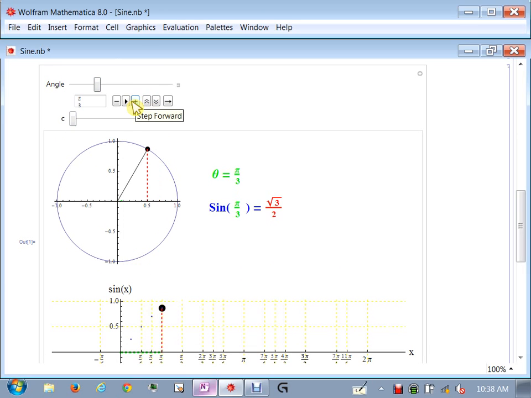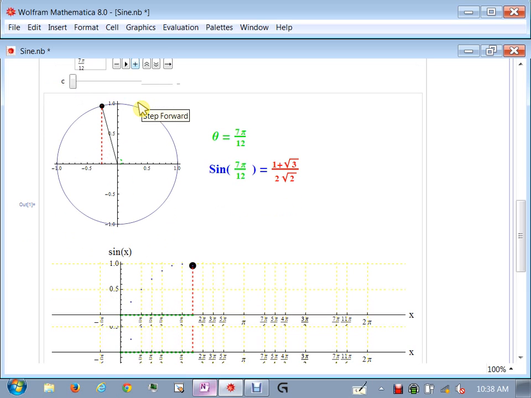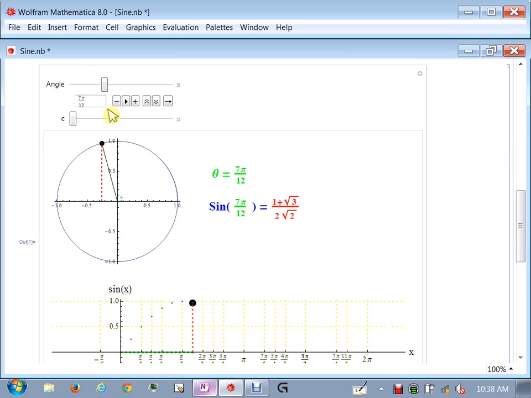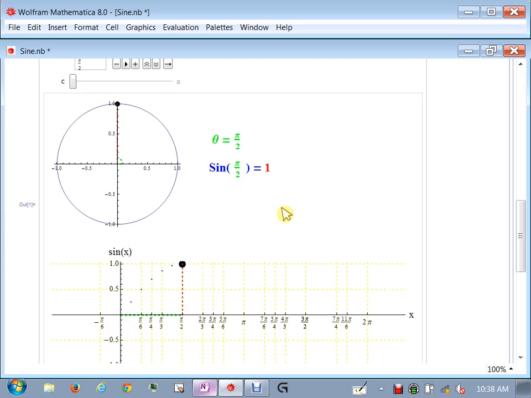Let's go to pi over 3. We're up there at root 3 over 2. And then keep going around the circle. You see as I go around, we got to the top right up here. And that was the biggest we're ever going to be, right? At sine of pi over 2, we're way up at 1. But as soon as I get past pi over 2, what's going to happen to that y coordinate? It's going to start going down.